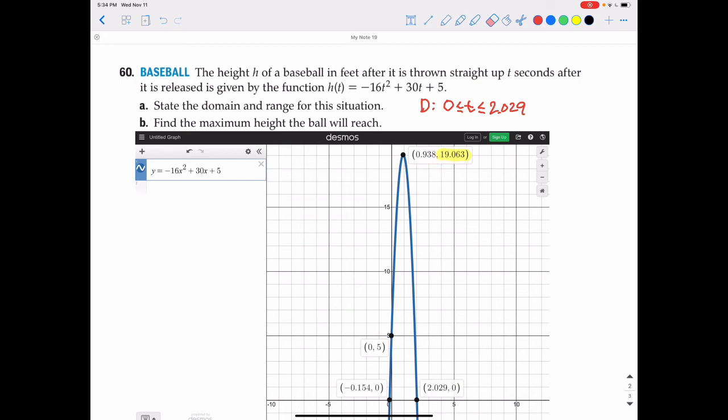So, just like with the domain, we've got to consider some limitations. So the range in this case is going to be, the ball is not going to get any lower than the ground, which is at 0 feet. 0 is less than or equal to, and since we're dealing with height, we'll call it h, less than or equal to, and then how high did the ball get in this situation? And you can see it's already highlighted. It got up to 19.063 according to our graph on Desmos.